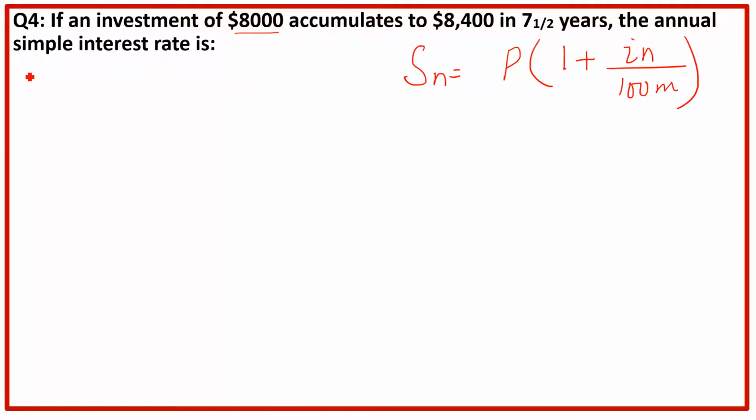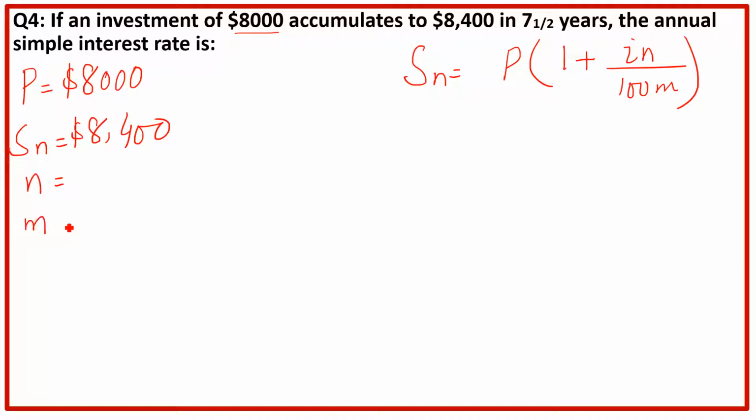The investment means P is given, we have 8,000 that we are going to invest today. After 7.5 years, its value will be 8,400. So S_n is 8,400, and we need to find I, the interest rate. At what interest rate will it accumulate to 8,400?